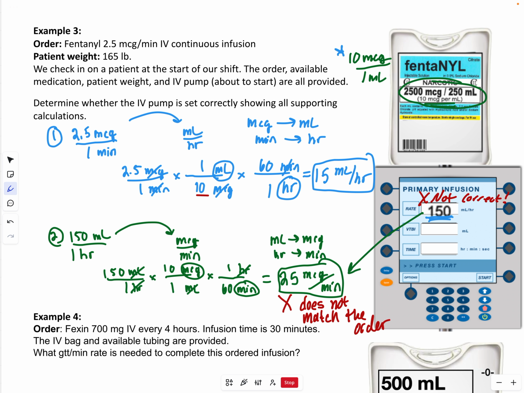Either one of these would be perfectly acceptable to show your work to justify the answer to this problem. Is this set correctly? It is not. The correct rate would be 15 mLs per hour.